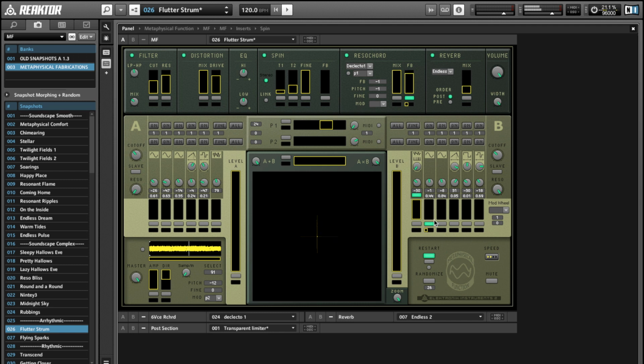If you want to alter the rate of the Geiger impulses, try playing around with this knob. If you want to alter the regularity of the impulses, try playing around with this knob.